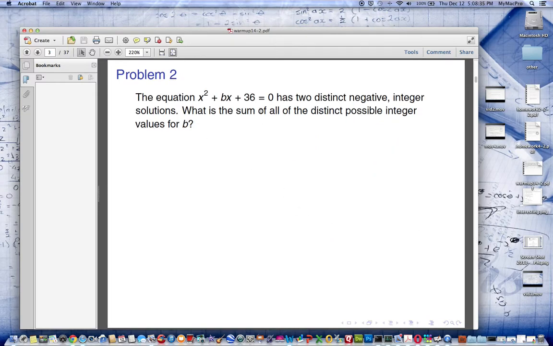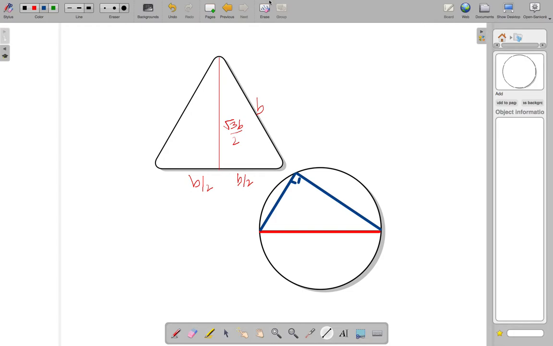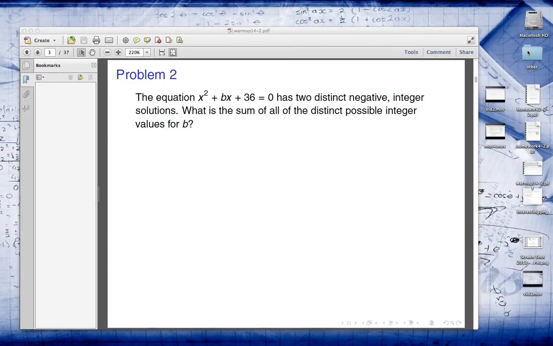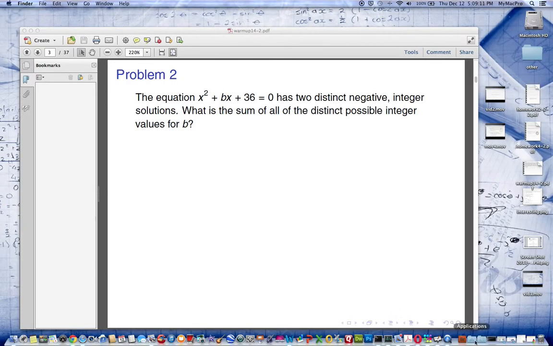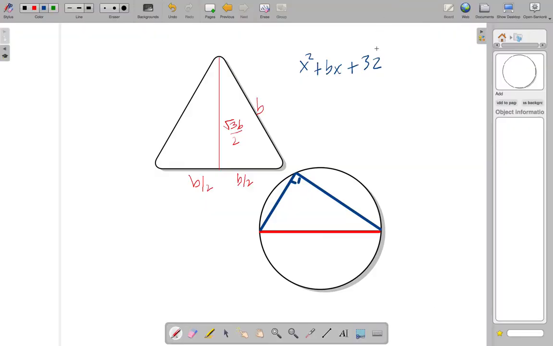The equation x squared plus bx plus 36 has 2 distinct negative integer solutions. So if it's 2 distinct negative integer solutions, then what do you do? I have to change that to append mode. x squared plus bx, was it 32? Let me check. 36, okay, so it's 36, not 32. So this is x squared plus bx plus 36 equals 0.